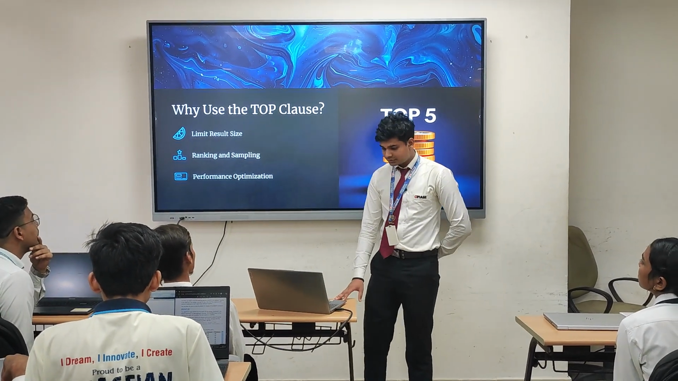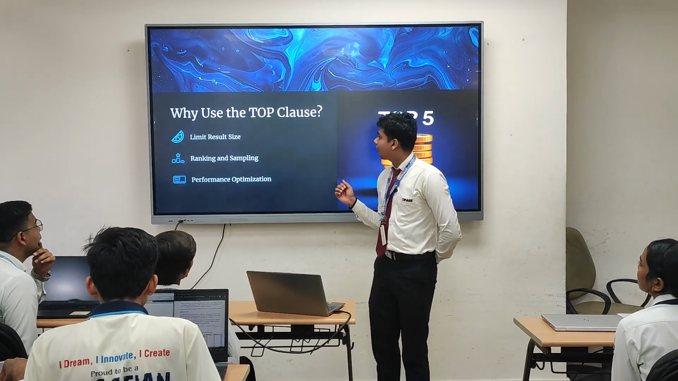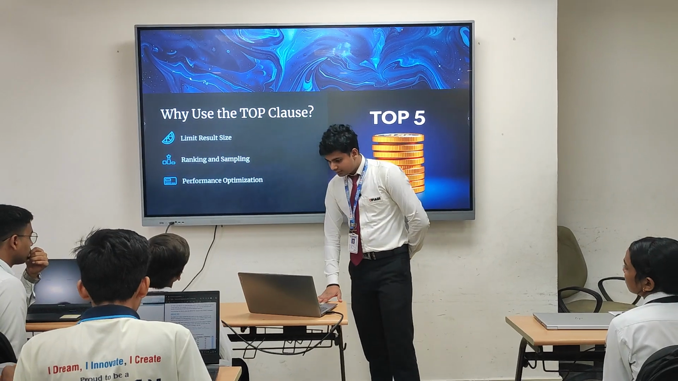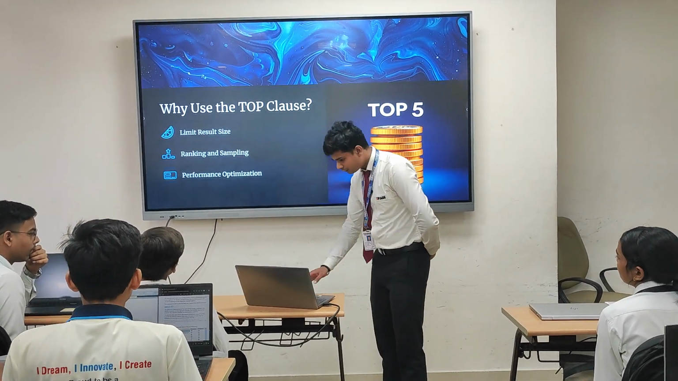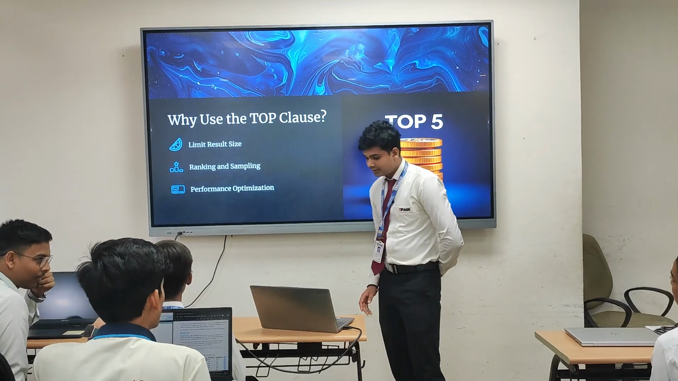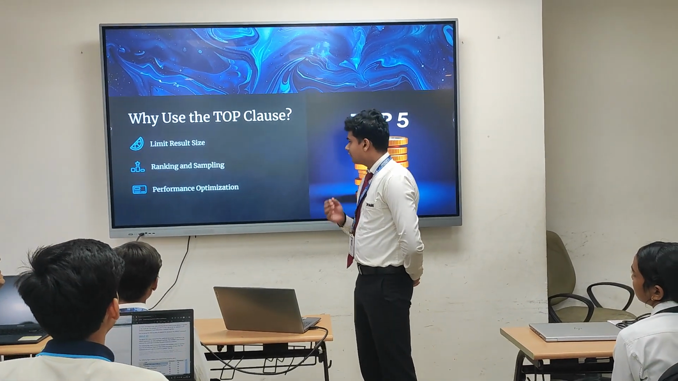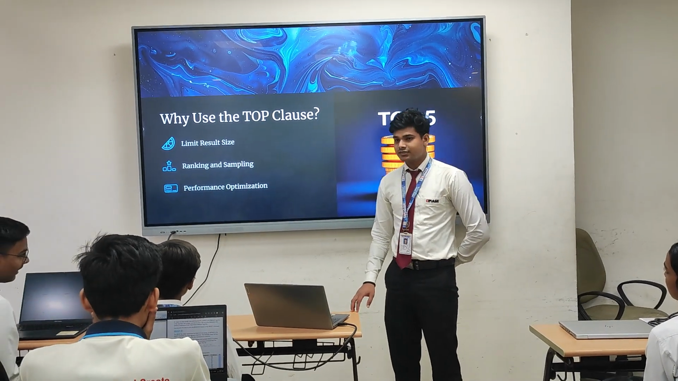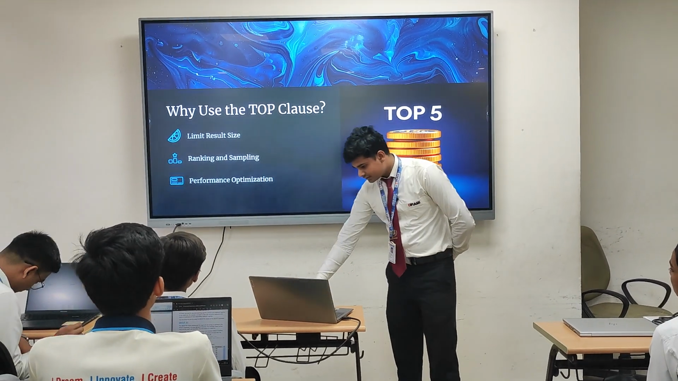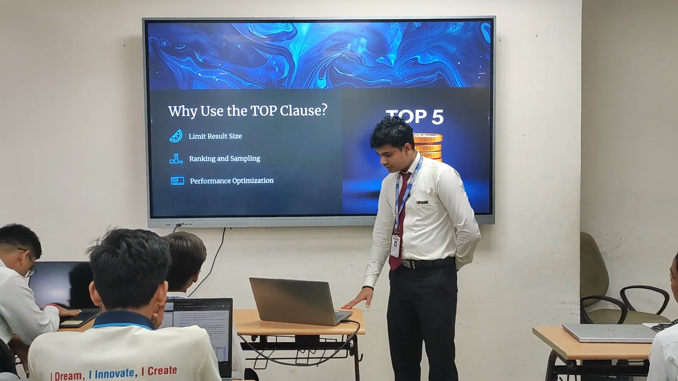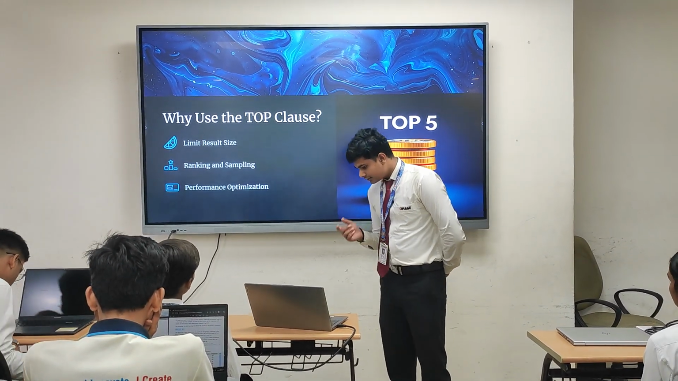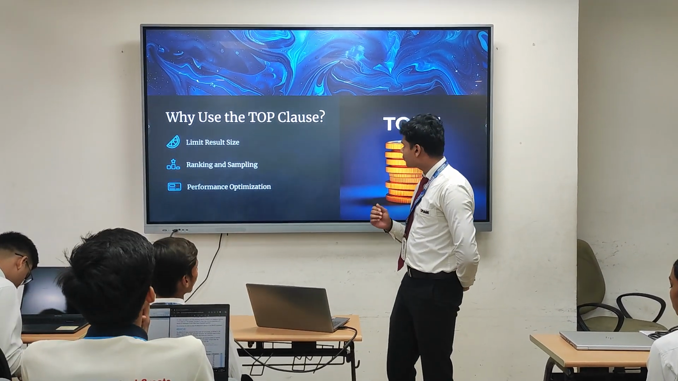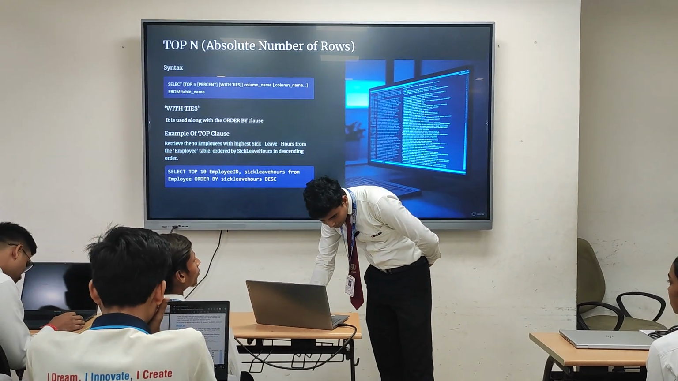So the first question that comes to our mind is, why do we use the TOP clause? For limited result size, it returns only a specific number or percent of rows from our query, and for certain ranking and sampling, we can easily identify top performers, latest entries, or sample data for analysis and performance optimization. It reduces data transfer over the internet by 30 to 70 percent for large tables and improves query response time.